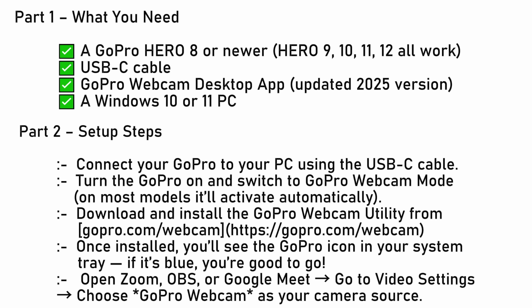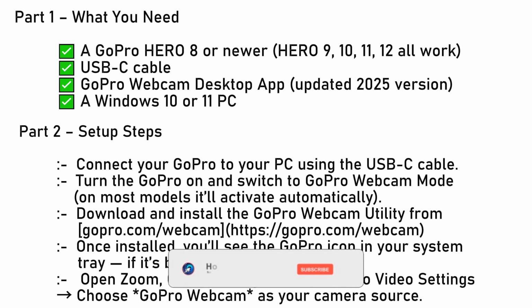Bonus tip, if you want better quality, use a tripod and switch to linear mode in your GoPro settings to remove fisheye distortion. Also make sure you've got good lighting. And that's how you use your GoPro as a webcam in 2025.